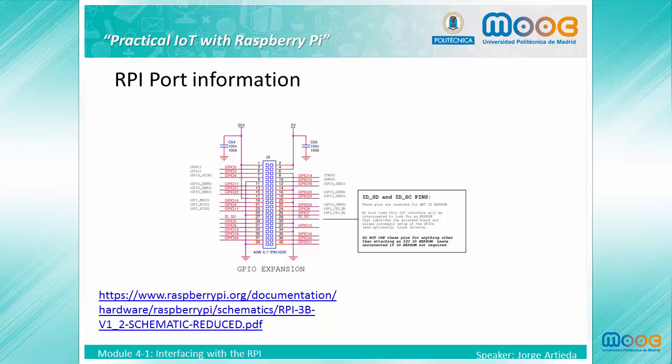As we have previously seen, we have several communication ports on our Raspberry. In this lesson, we are going to center on the 40-pin connector, which provides digital interfaces to connect custom hardware.